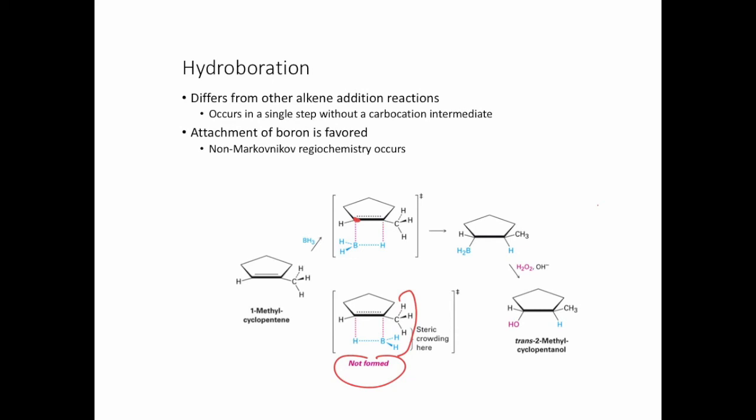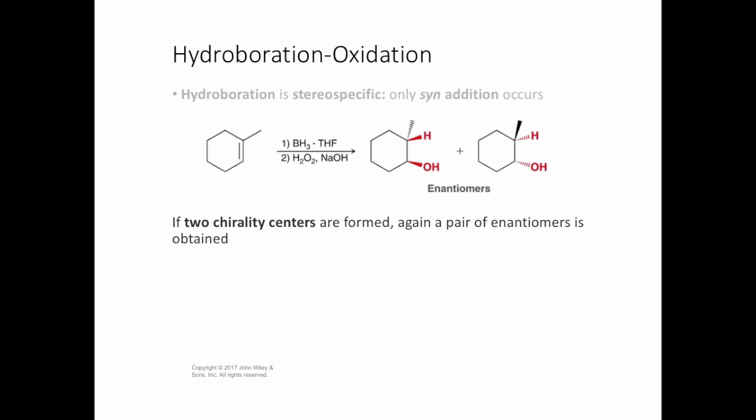And then after addition of hydrogen peroxide, you get the final product. The second step, which you will not learn a mechanism for, is using hydrogen peroxide and sodium hydroxide. In that, you replace the BH2 group with an OH group. If you want to know the mechanism for that step, I'd be happy to show it to you, but it's quite complex and I'm not requiring you to know it.